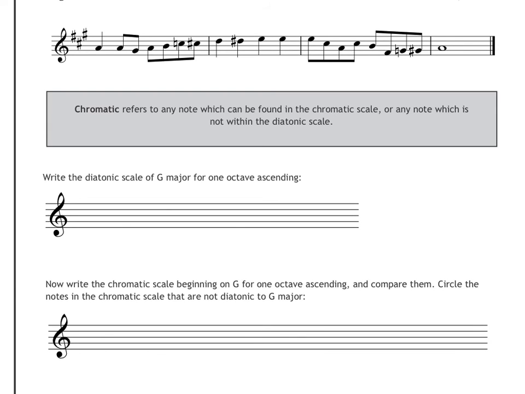Circle the notes in the chromatic scale that are not diatonic to G major. So you're going to write a G major scale, write a G chromatic scale, and identify in this chromatic scale the notes which do not fit the major scale. Okay, it's just a good exercise so you can really see the differences between a major and a chromatic scale. Have a look at that worksheet, finish it up, and we'll see you next time.